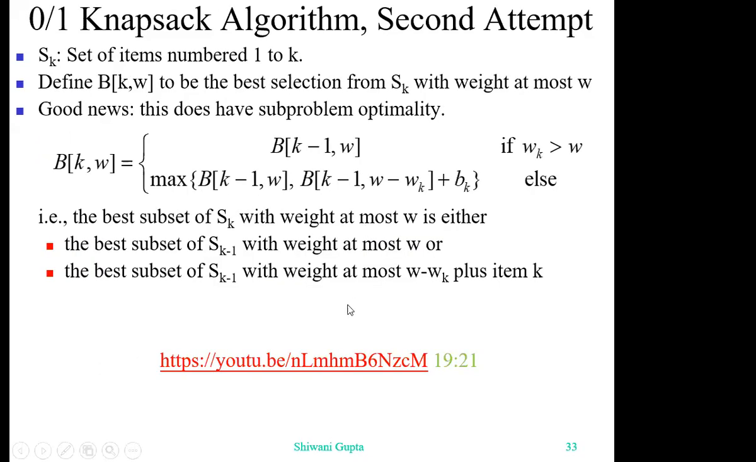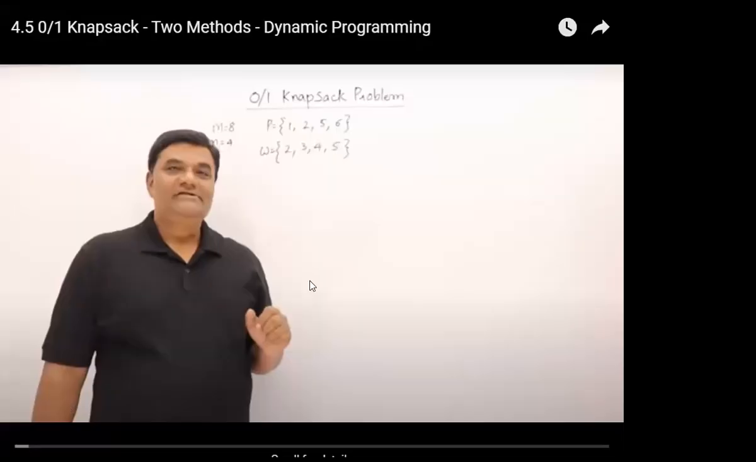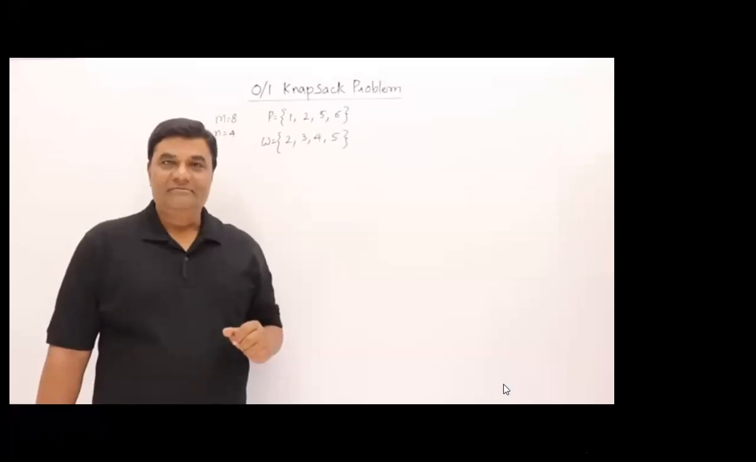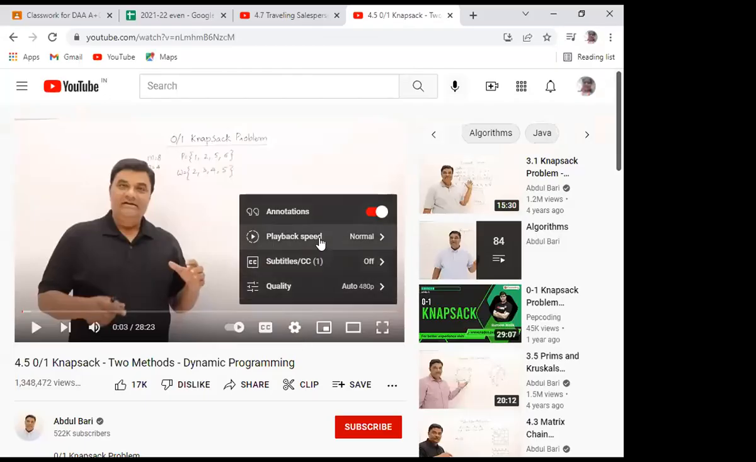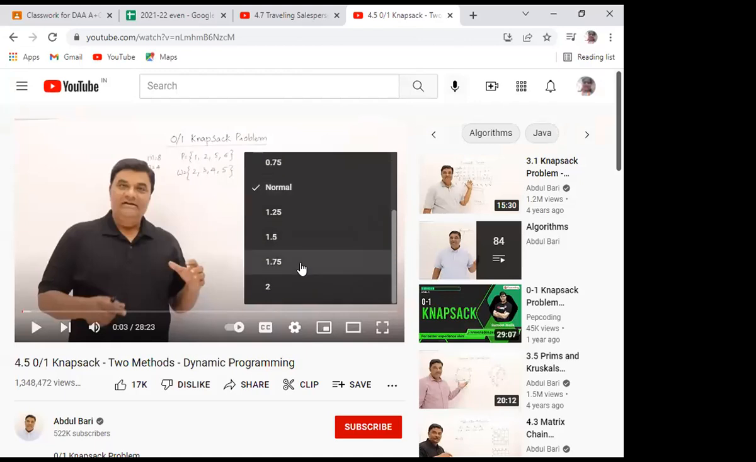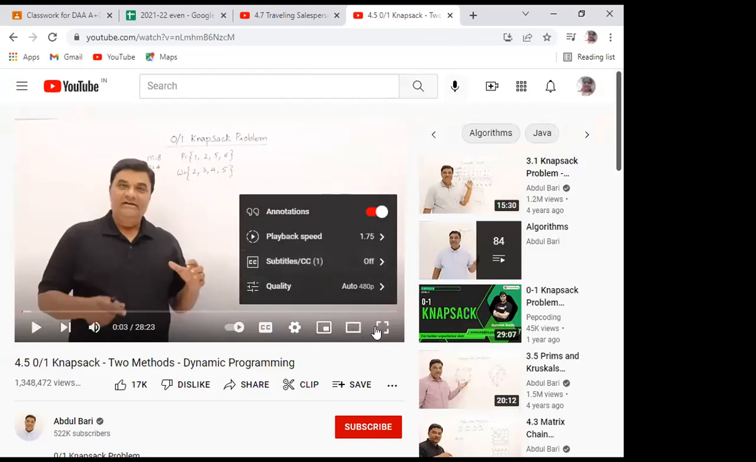So actually what we are doing here is, I'll try to explain 0-1 knapsack using this video link. Zero one knapsack problem. I was able to understand with this speed. If you're not able to understand, I'll reduce down the speed.